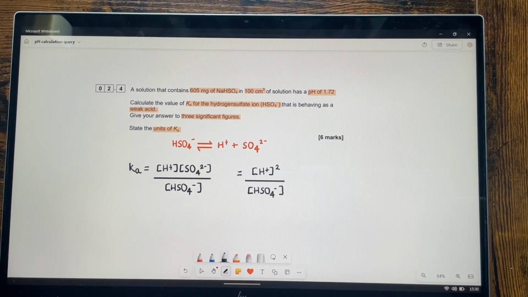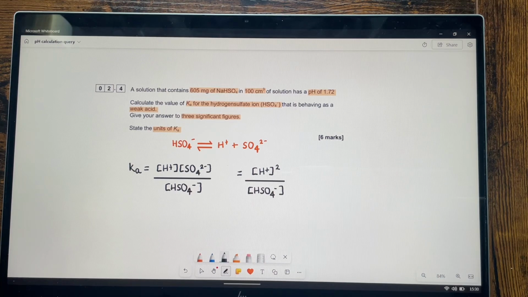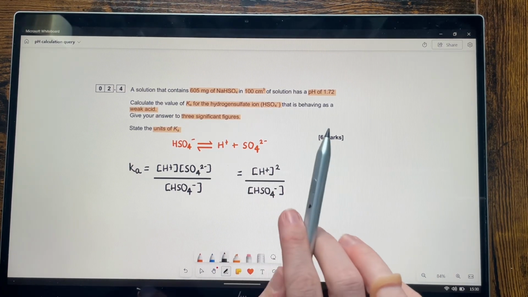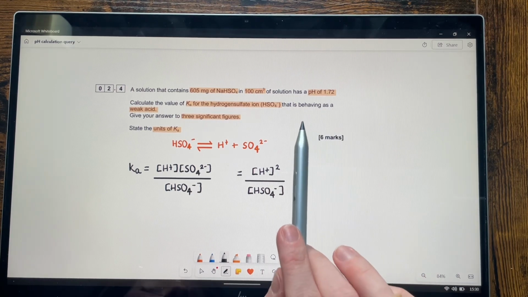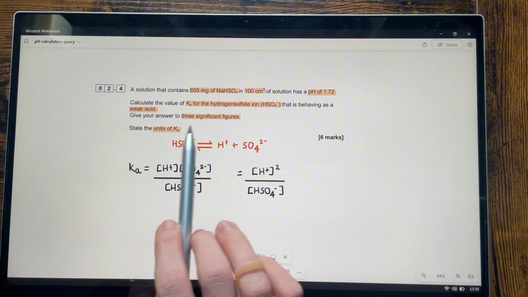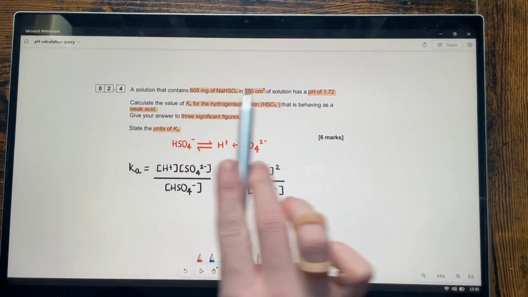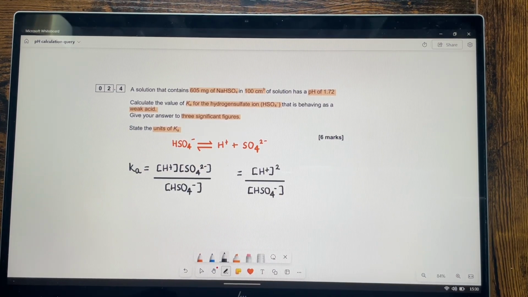Now, normally what you would then do in a lot of questions is rearrange that Ka expression to get H+ equals so that we can then get pH. Now, we've already got the pH of the solution, so we're not wanting to rearrange to get H+, because we're wanting to work out Ka. We've already got it in the format that we need. So now we just need to figure out H+, and then we can figure out the HSO4- concentration as well. So that's all going to come from that top line there.